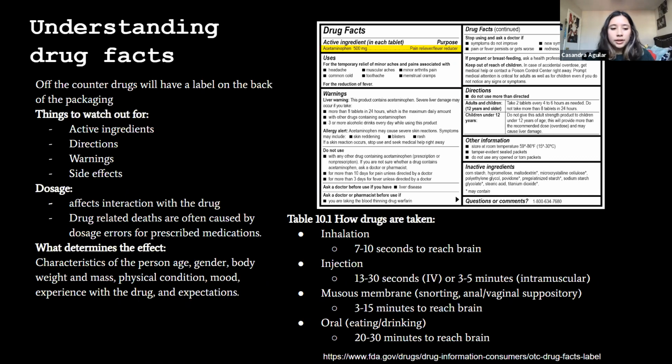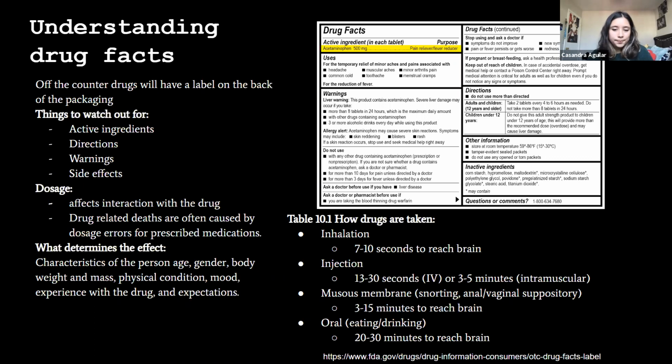Dosage is also really important when looking at the drug facts, since it affects the interaction with the drug. There have been drug-related deaths, often caused by errors with prescribed medications. In 2001, researchers investigated 732 deaths, and among those, half were due to avoidable drug-drug interactions and dosage errors. Besides just the dosage, what determines the effect is the characteristics of a person, like their age, gender, weight and mass, physical condition, mood, experience, and drug, and their expectations for the drug as well.